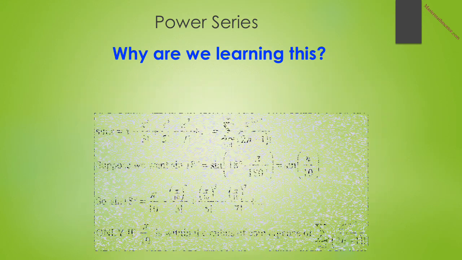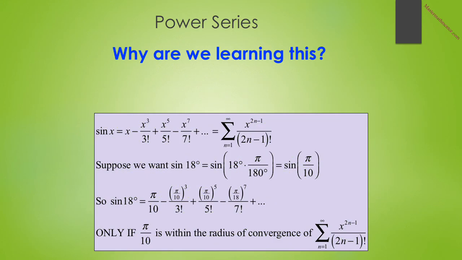When we learned Taylor polynomials, we found that we could write sine of x as x minus x cubed over 3 factorial plus x to the 5th over 5 factorial minus x to the 7th over 7 factorial plus dot dot dot, which is the summation n equals 1 to infinity of x to the 2n minus 1 over (2n minus 1) factorial.